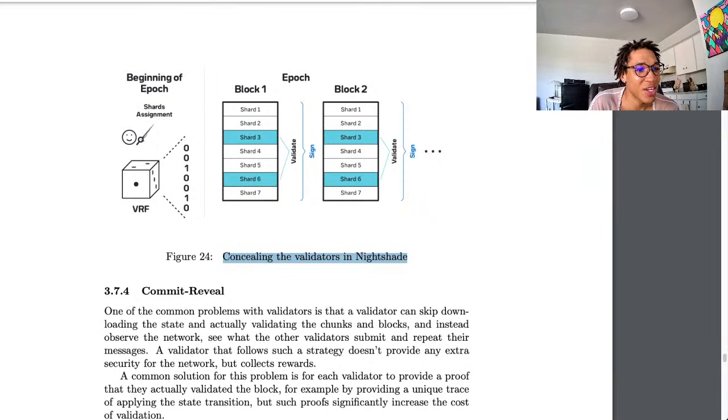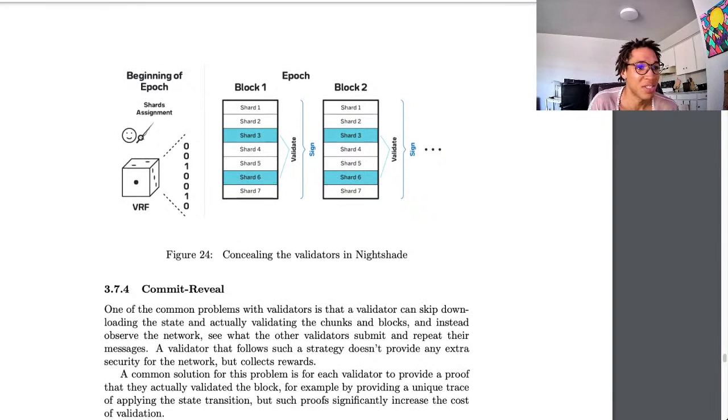Concealing the validators in Nightshade. So it's just saying how you have a bit mask on the left, 0010010, and that's going to tell you which shards to validate for. Yeah, it's your shard assignment, and you just sign on the entire block. So you have a bunch of validators all signing the block. They're signing that they think it's true with the blue and red thing.